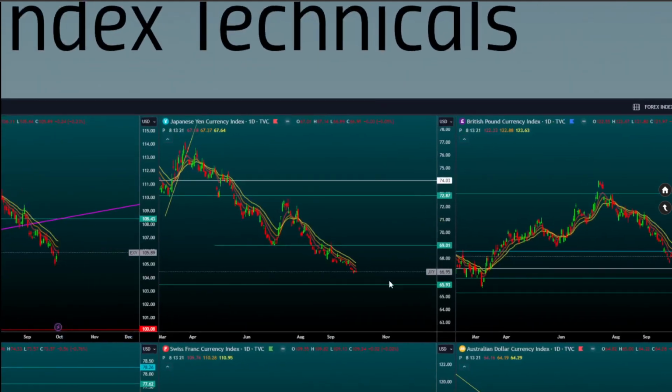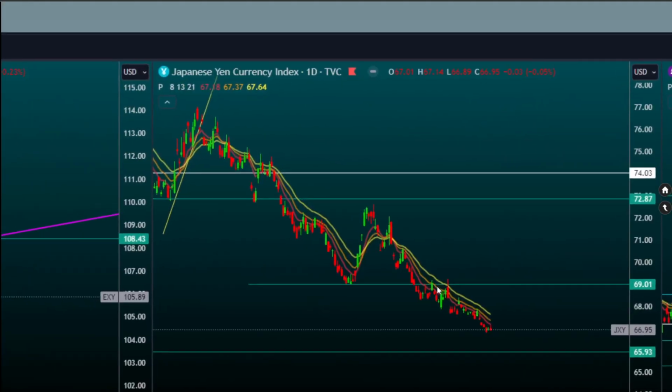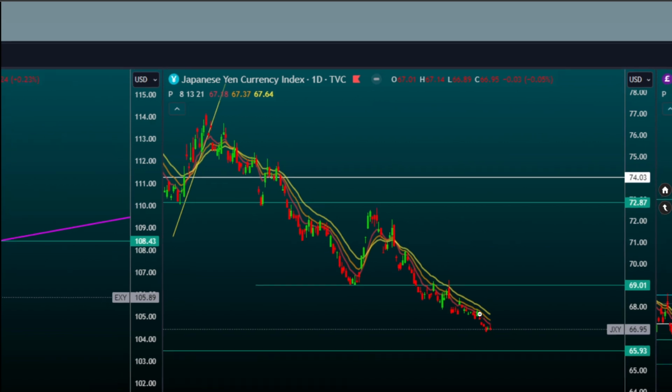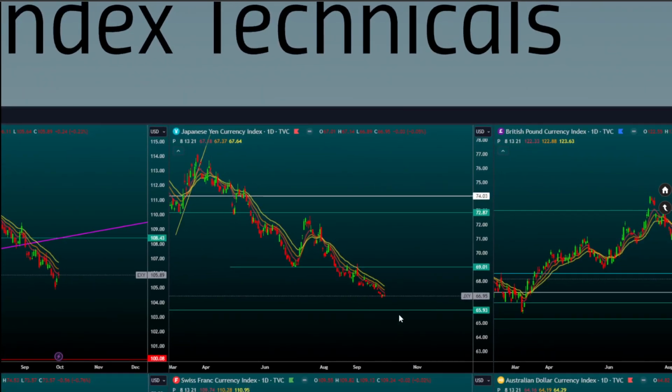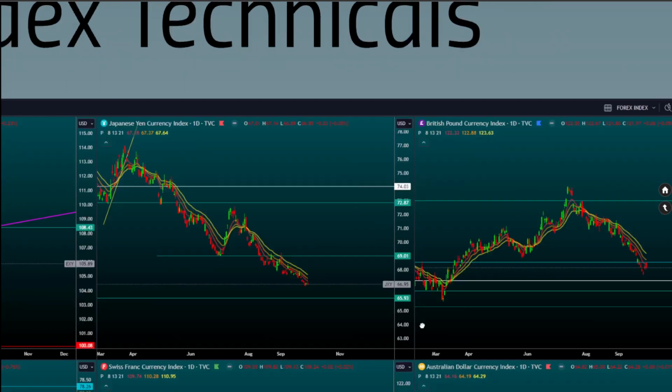So back to the charts, the Japanese yen, as you can see, is very negative, and I think the BOJ got stroked at this level when we broke 69.01, because they probably expected some double bottom bounce back, but that did not happen. In fact, we're just going towards 65.93, and I currently see a high chance of an interest rate hike at the end of the year because they need to stop this bleeding immediately.